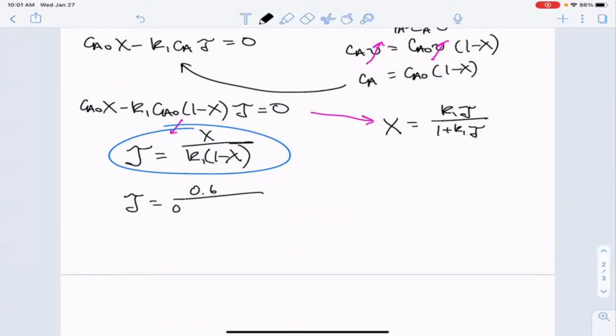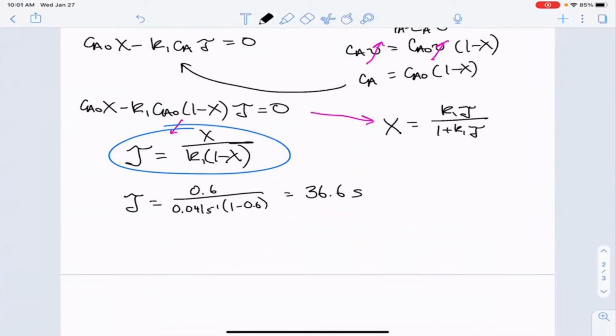Our residence time is 0.041 inverse seconds times 1 minus the conversion again. And that gives us a residence time of 36.6 seconds. So that's the first part of this problem, right? Determine the residence time. The second thing that we were asked to do is to find the volume.